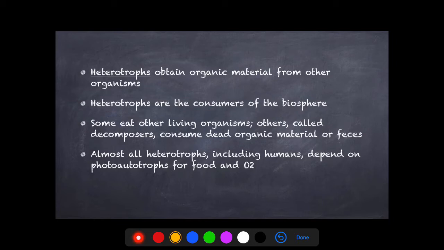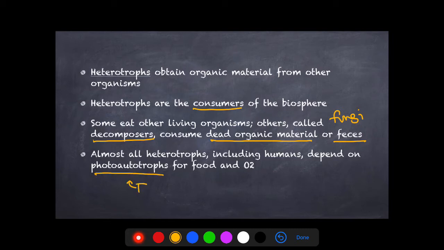Now, getting to heterotrophs. Heterotrophs can't make their own food, right? So they have to get organic material or resources from other organisms. And so heterotrophs are known as consumers, meaning that we consume things from other organisms, whether it's other heterotrophs or producers. There's also something called decomposers, which consume dead organic material or even feces. Examples of this are fungi or mushrooms.